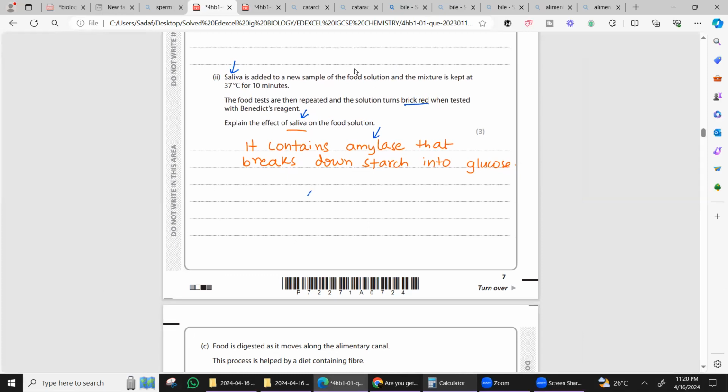You already know that starch is a polysaccharide which is composed of monomers called simple sugars, that is glucose. Glucose is the monomer of starch, and starch is acted upon by which enzyme? Amylase. Amylase is present in our saliva.